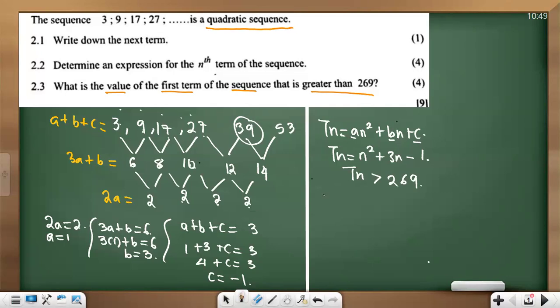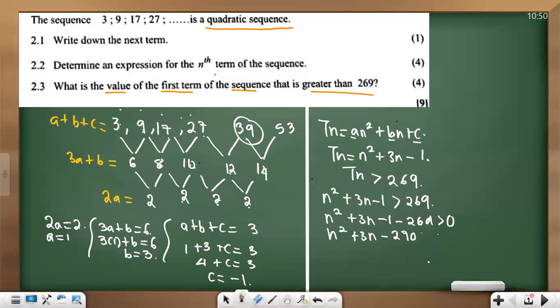All right, what is Tn? It is n squared plus 3n minus 1, which is greater than 269. Okay, I see it needs a little bit of algebra here. Okay, I'm just gonna take it to this side, change the sign, become negative. I'm gonna group like terms, minus 1 and minus 269, that will be minus 270, which will be greater than 0. Okay, find factors here. All right, which numbers can I multiply to get negative 270 such that when I add I get positive 3?